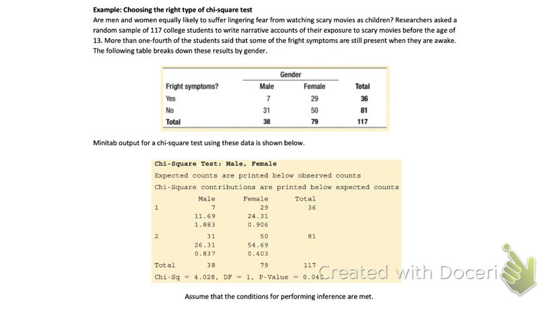All right. Choosing the right chi-square test. Are men and women equally likely to suffer lingering fear from watching scary movies as children? Researchers asked a random sample of 117 college students to write narrative accounts of their exposure to scary movies before the age of 13.